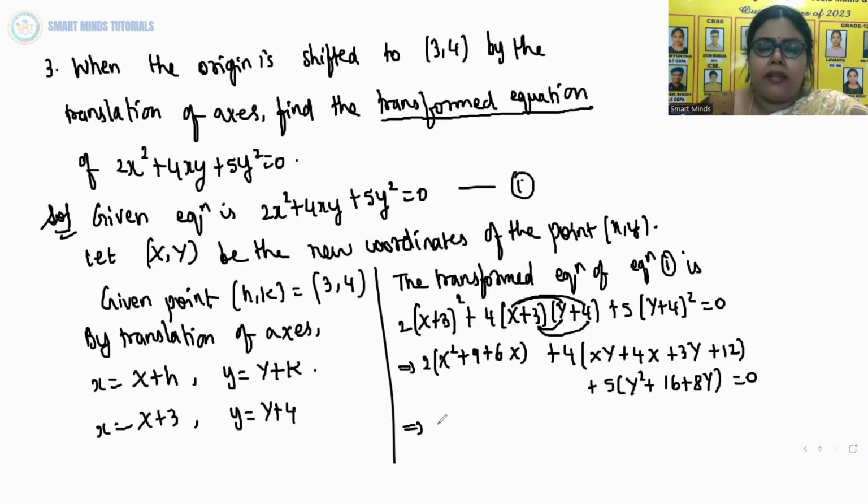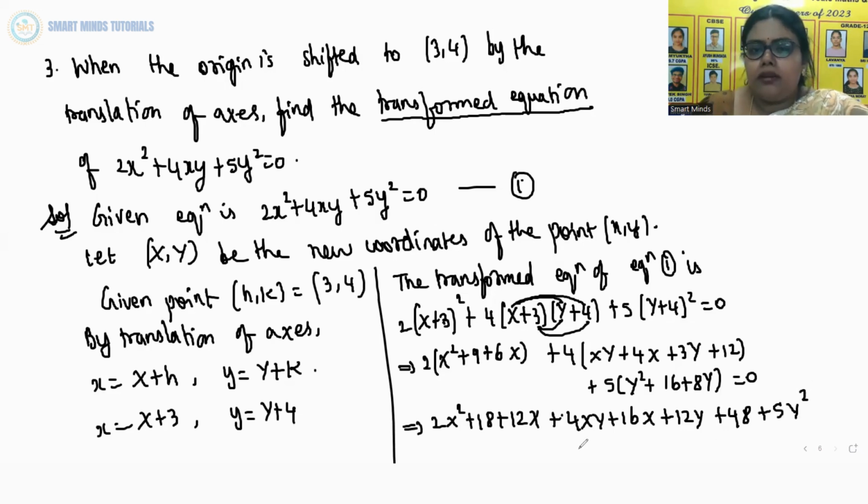So now you multiply inside: 2X² + 18 + 12X, plus 4 into, now let us multiply this 4 also inside. So we will get 4XY + 16X + 12Y + 48, plus 5Y² + 16 fives are 80, plus 5 eights are 40Y = 0.